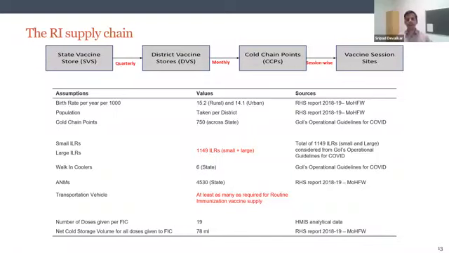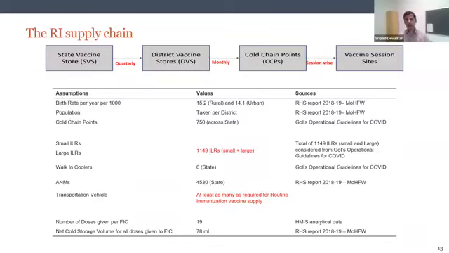And cold chain points are essentially those entities where there is cold storage capacity available. These include district hospitals, primary healthcare centers, urban healthcare centers, community healthcare centers, etc. And from these cold chain points where vaccines are stored, these vaccines are then taken by the auxiliary nurses and midwives, who are the actual vaccinators, to the individual vaccine session sites.